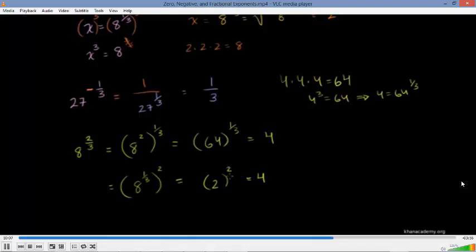Now, everything I've been doing has been with actual numbers. Let's do a couple of problems that bring everything we've done together using variables. So let's say we wanted to do a few expressions, and we want to make sure there are no negative exponents in the answer. So let's say I had x to the negative 3 over x to the negative 7.